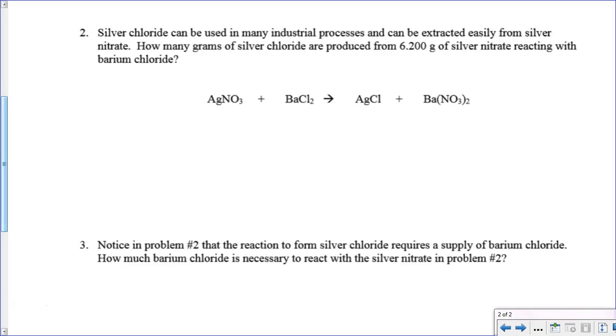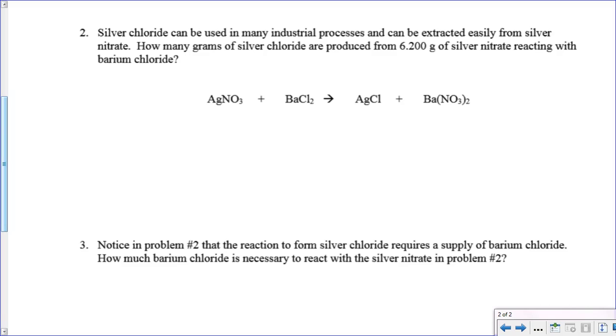All right, number 2 here for your practice problems. It says silver chloride can be used in many industrial processes and can be extracted easily from silver nitrate. How many grams of silver chloride are produced from 6.200 grams of silver nitrate according to silver nitrate reacting with barium chloride? So in this one, we're starting with 6.200 grams of silver nitrate, that's AgNO3, and it's asking us about silver chloride, that's AgCl.